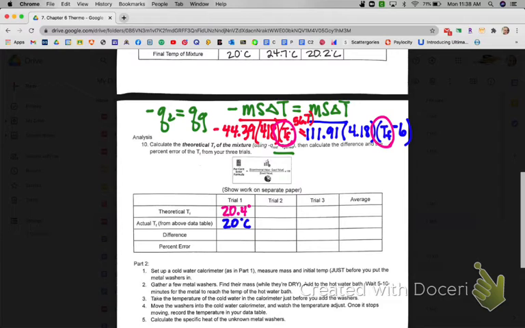When I calculate the difference in this data table, all I'm going to do is subtract my two different final temperatures, and I'm going to make it an absolute value. So my difference might be 0.4 degrees. It's not going to be negative or anything like that. You're just going to have an absolute value result there as your answer. And then here, when I'm looking at percent error, I'm going to use the formula found right up here, and it says experimental value minus the actual value.